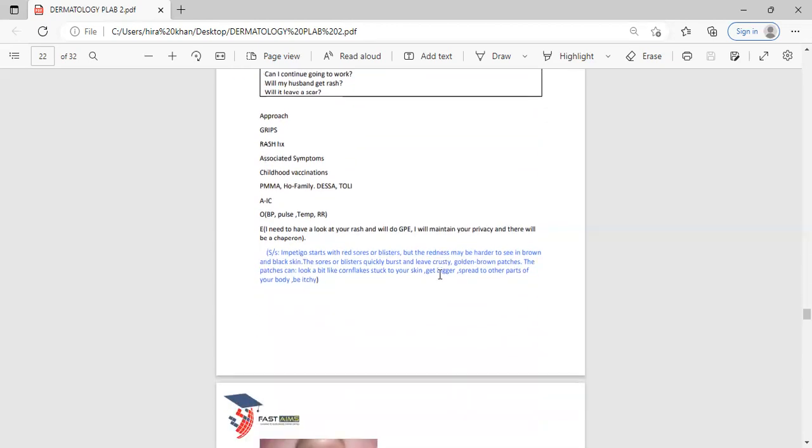So then will come the examination. You have to mention the examination, same head to toe examination. You should know that for your information, impetigo starts with red sores or blisters, and the color is brown or brownish, and it appears as blisters. That is the golden brown patches, and that's it.